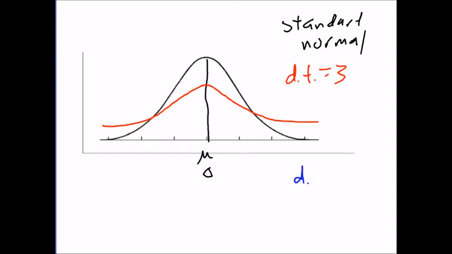Let's say we increase the degrees of freedom to, let's say, 8. What's going to happen is that it's going to more closely resemble the standard normal curve, something like that. It's not perfect, but basically as you increase the degrees of freedom, or basically the larger your sample size, the more it's going to resemble the standard normal.